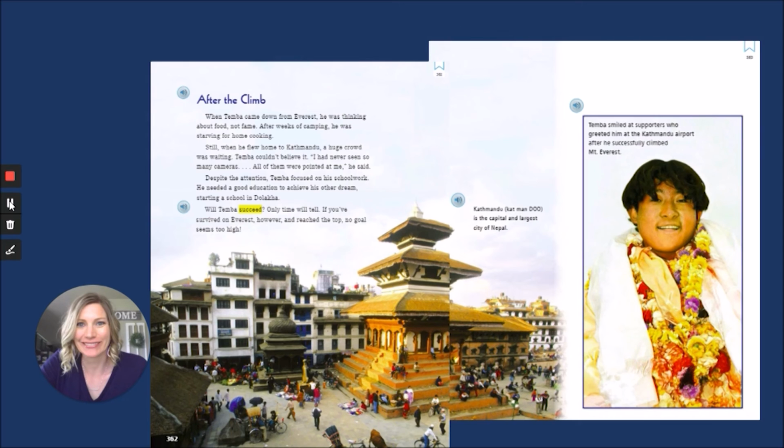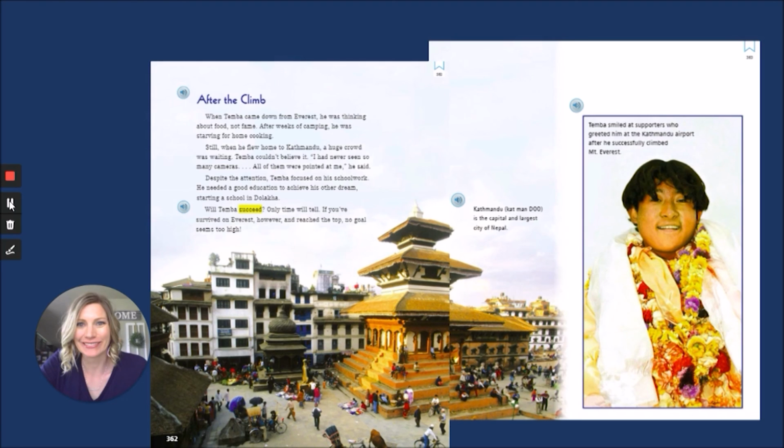Despite the attention, Timba focused on his schoolwork. He needed a good education to achieve his other dream, starting a school in Dolaka. Will Timba succeed? Only time will tell. If you've survived on Everest, however, and reached the top, no goal seems too high.